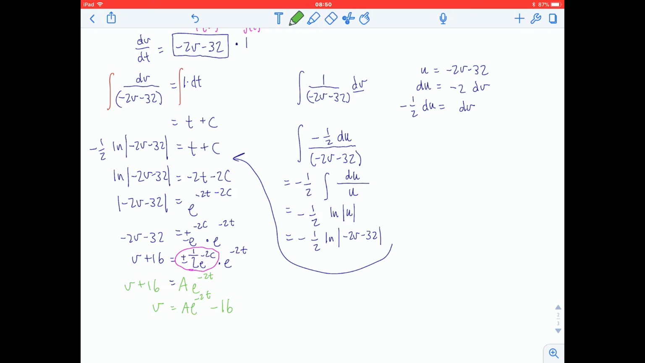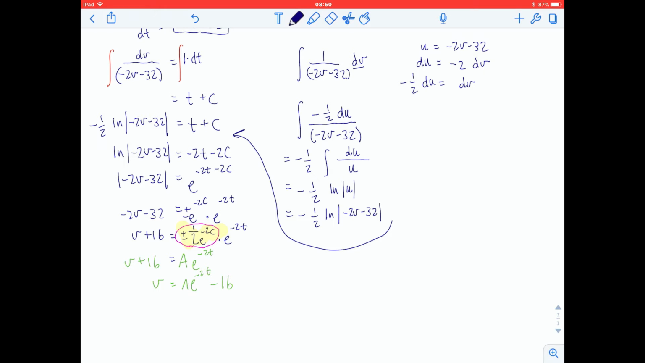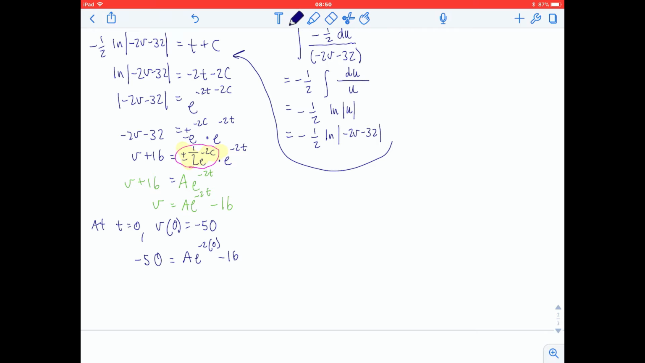So now I have solved for v. Whether it's plus, whether it's minus, all of this messiness that's inside this constant, it's all contained within that a, and all I need to do is use the initial condition to figure out what that is. I know that at t equals 0, v of 0 is equal to -50. So I can substitute that in for v. So -50 is equal to a e to the -2 times 0 minus 16. And that just means -50 is equal to a minus 16, which gives us that a is equal to -34.